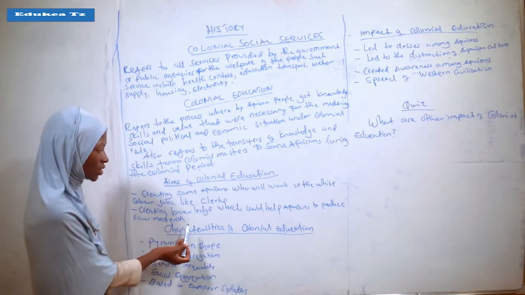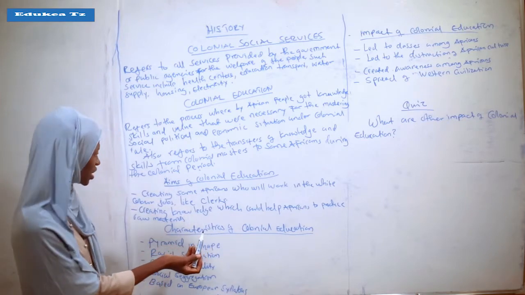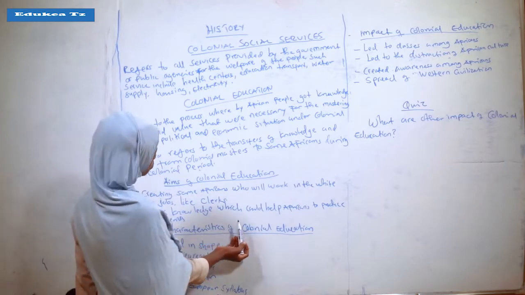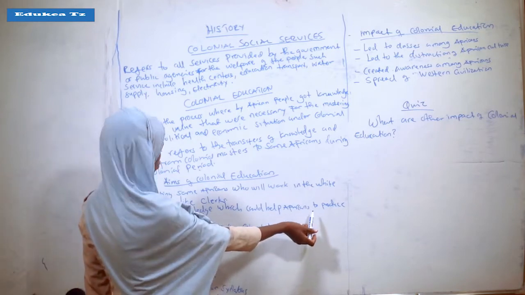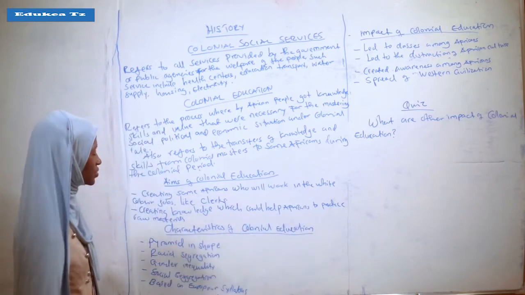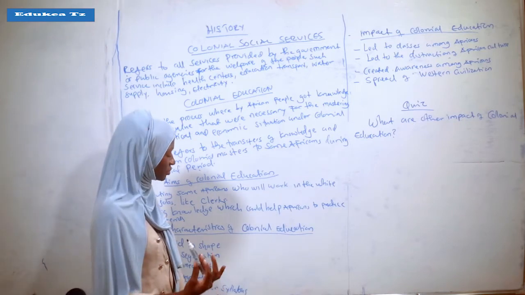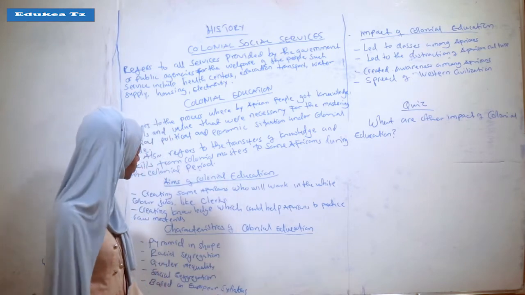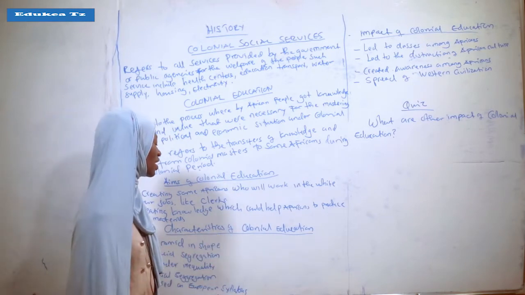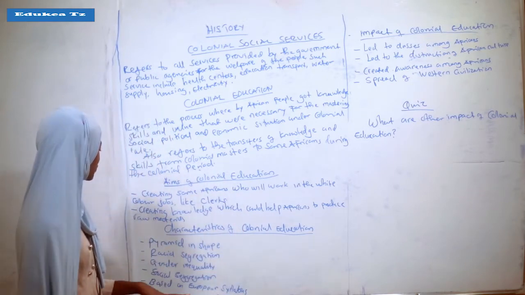Another aim was creating knowledge which could help Africans to produce raw materials. Just a little knowledge, like on the farm, how to cultivate and how to plant, something like that.